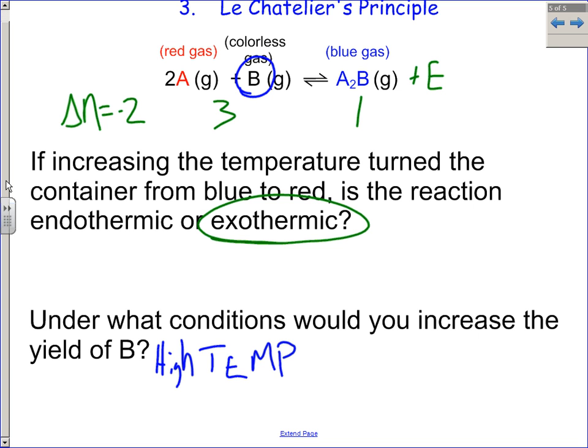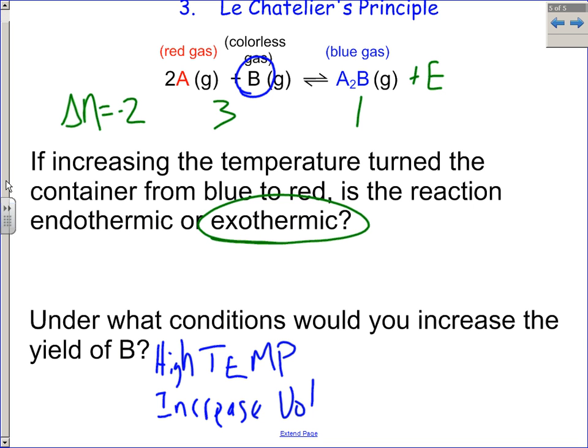So what do we want to do with the volume here? Well, I certainly don't want to decrease it. That would shift equilibrium to the right. So what I would like to do is increase the volume or decrease the pressure. It would end up doing the same thing. So those are really the conditions that would allow me to produce a higher yield of B.